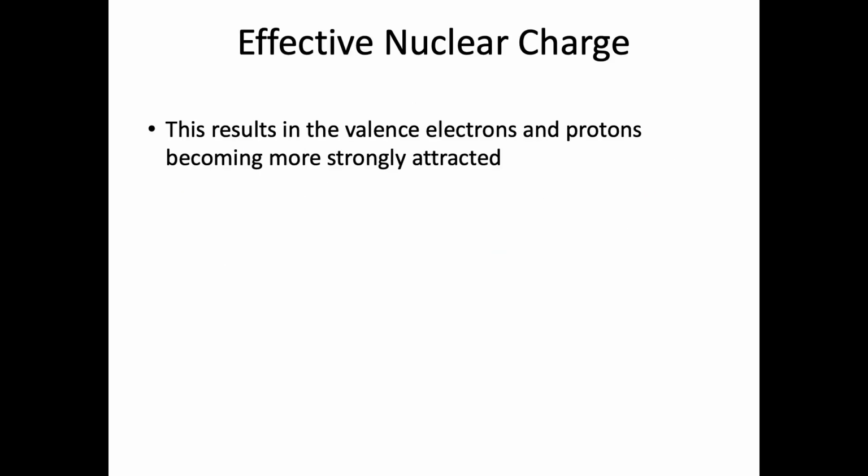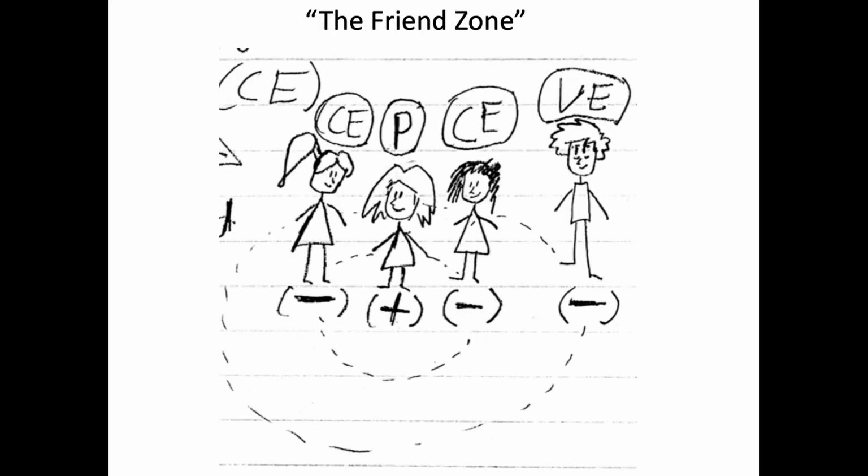This results in the valence electrons and protons becoming more strongly attracted. That is, when you go from left to right across a period on the periodic table, because you're adding more good guys, the good valence electrons, and more protons, more opportunity for the valence electrons to feel that attraction because you're adding more positively charged particles.